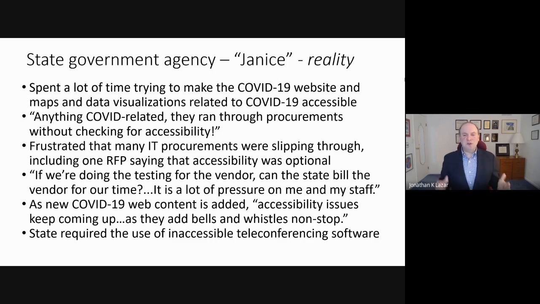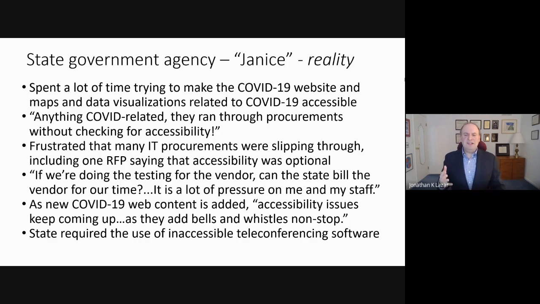Janice also expressed frustrations with the procurements. She said, look, many IT procurements were slipping through, and one RFP, one request for proposals, even went out saying that accessibility was optional. Clearly, for state government, accessibility is never optional. You can't put that in an RFP. But there are all of these procurements that were just slipping through without checking for accessibility, again, using something like an emergency procurement power.